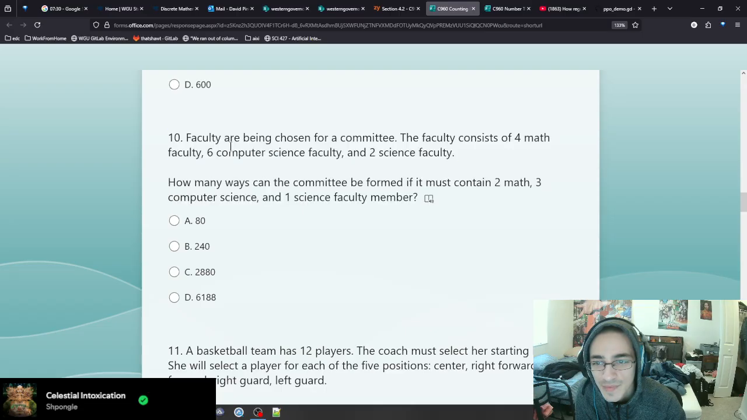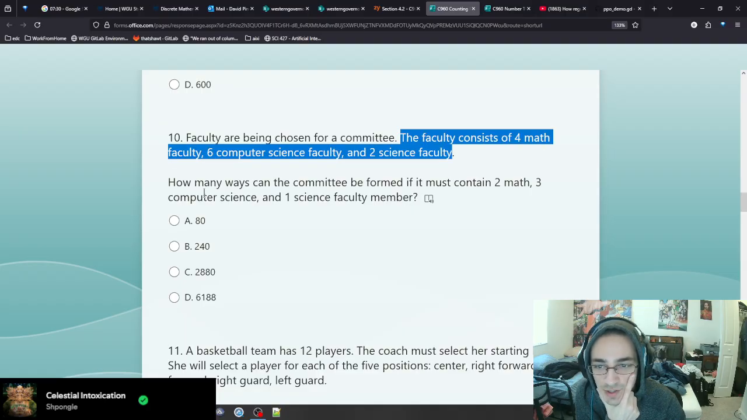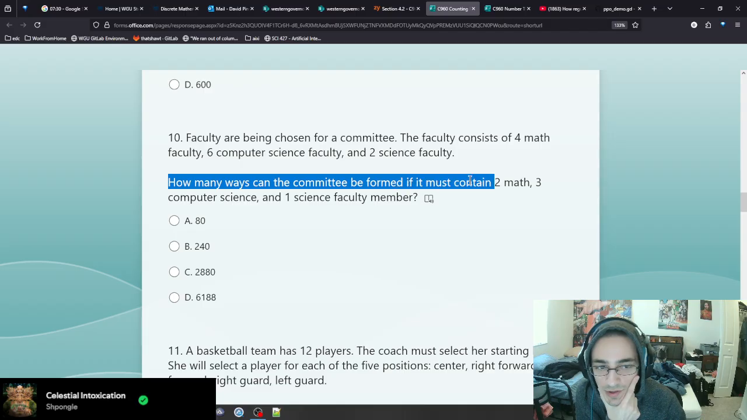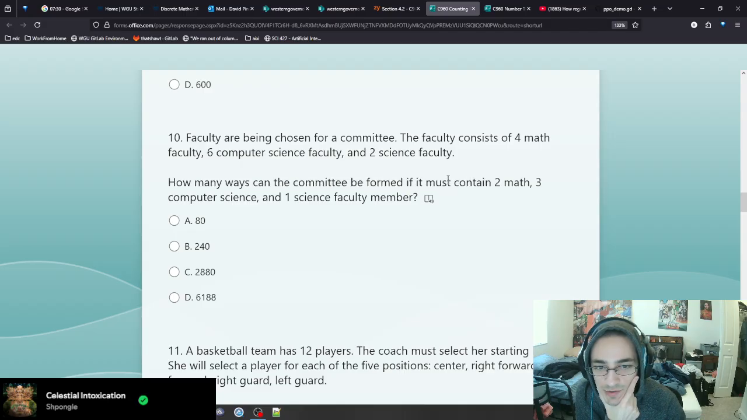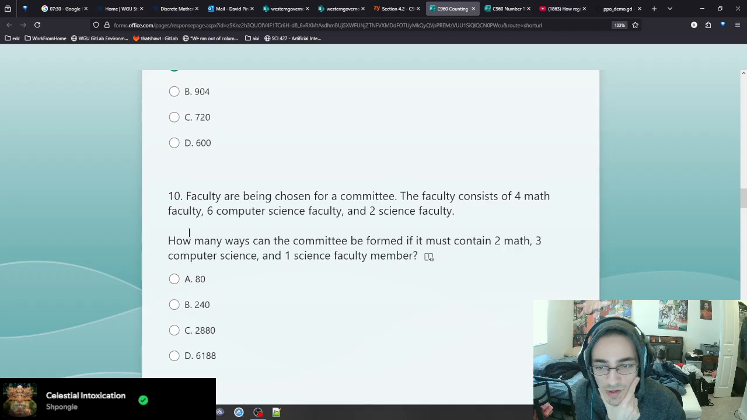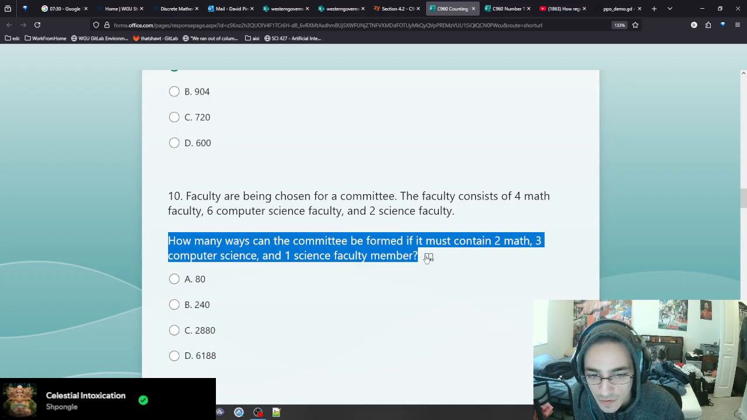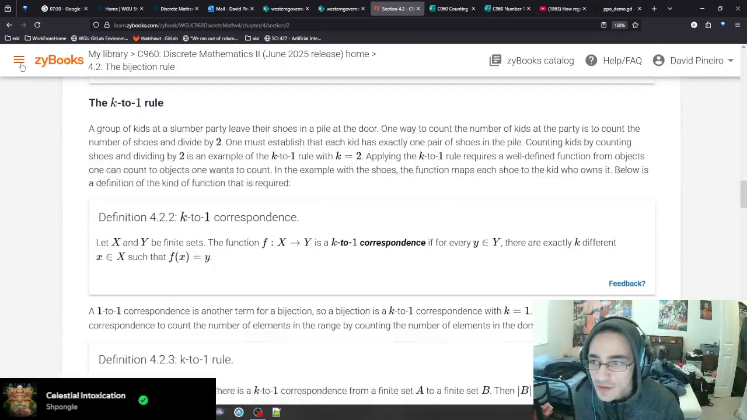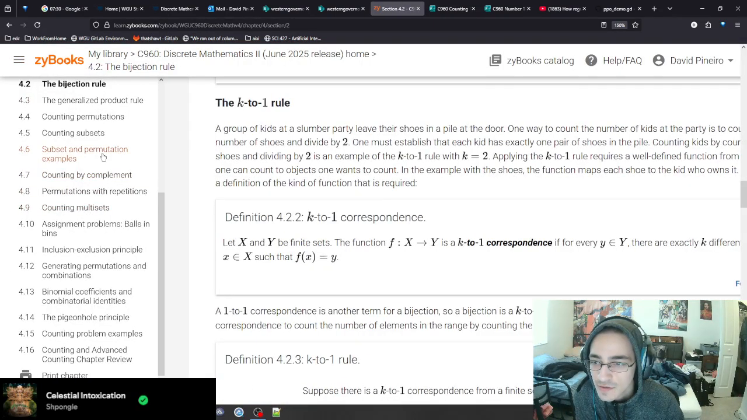Okay, it says here faculty are being chosen for a committee. So we have these people again. Alright, fine, I'll figure this out. Okay, wait a minute. I think there's a lesson for this.